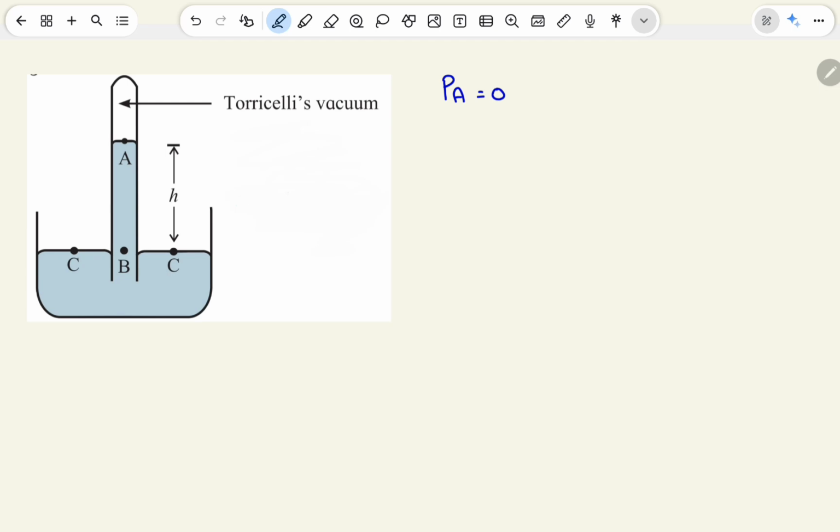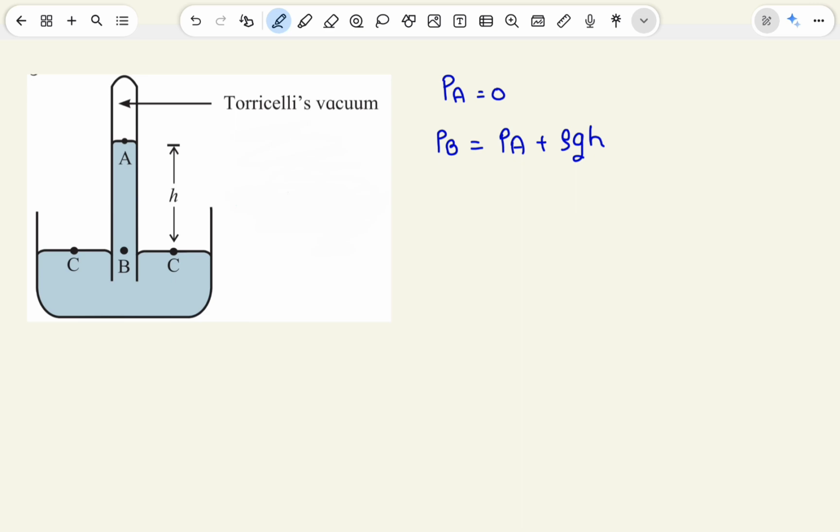Okay. Now we have already established the fact that the pressure at point A is zero. Let's find out the pressure at point B. To reach point B, we go down by depth h into the mercury from point A. Therefore, pressure at point B can be written as PA plus rho g h, where rho is the density of mercury, g is the gravitational acceleration, and h is the depth by which we go down while traveling from point A to point B.